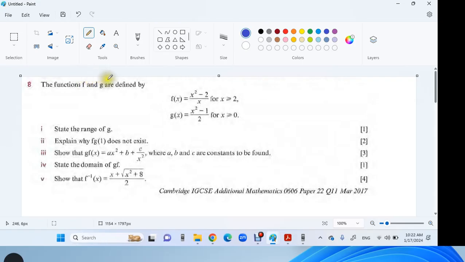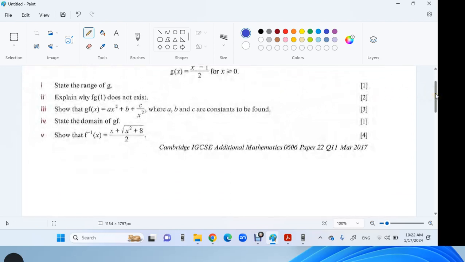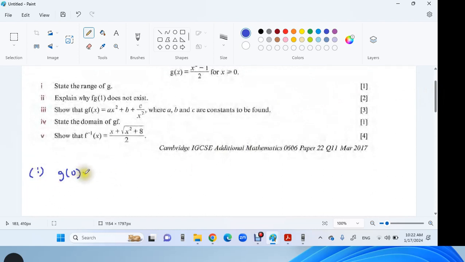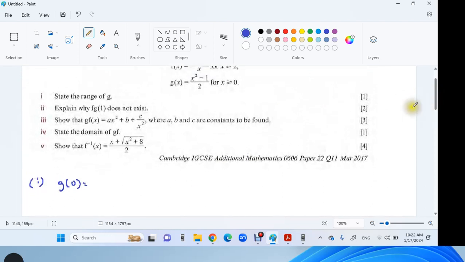The functions f and g are defined by these. They want us to state the range of g. So for the range of g, we know that g of 0 will become 0 squared minus 1 over 2, which is negative 1 over 2. If we have g of 1, it will become 1 squared minus 1 over 2.